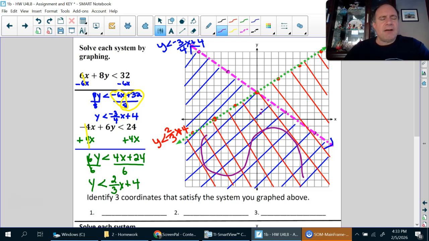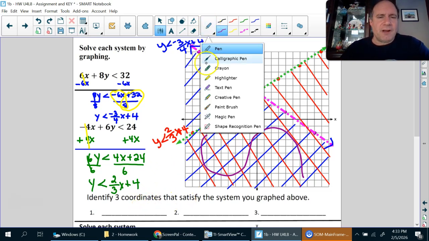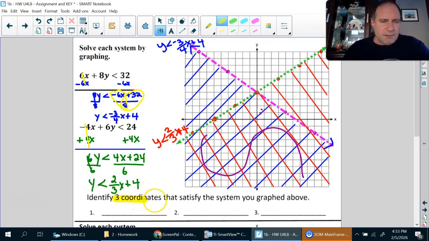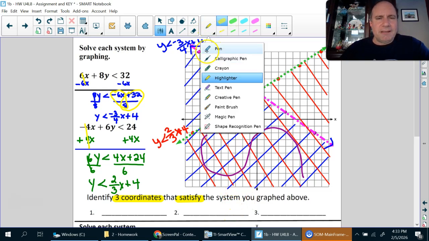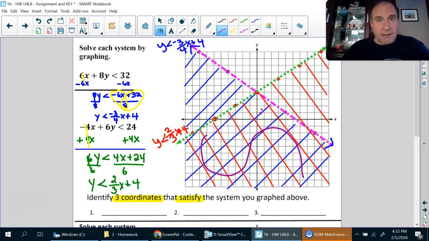Now it says identify 3 coordinates that satisfy the system. So that means any point that is in the double shaded area satisfies the system. If you pick a point that is on one of the lines, even if it's in the double shaded area, say like -3, +2, that will not work, because the dotted line means that every point on that dotted line does not satisfy the system.